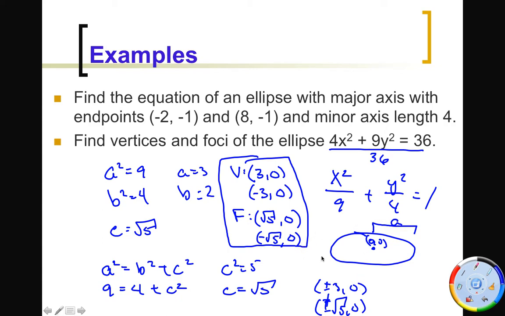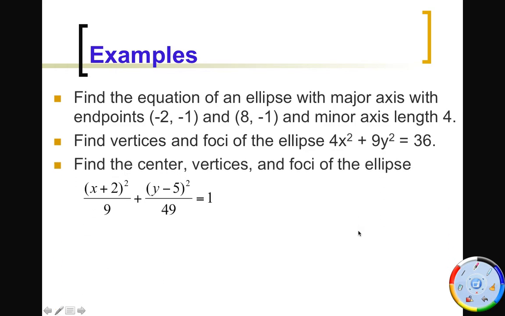Okay. So again, we found a, we found c, just in order to find the rest of the pieces being asked for. What if I wanted to find the center, vertices, and foci of this ellipse? So the center should be easy because it's automatically given to you. The center is -2, 5, because that's the piece up here. The x goes with the 2 and the y goes with the 5. And then I need to figure out, first of all, is it tall and skinny or short and fat?